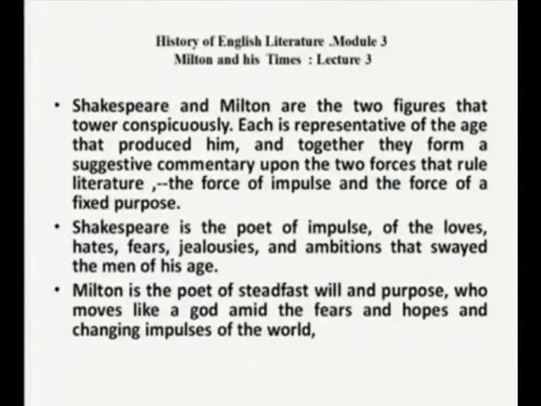So, now coming to module 3 and lecture 3 of module 3 of the history of English literature, let us see how these two personages determine two separate ages. Shakespeare in the preceding age, which we call the age of Shakespeare, and the next age from the beginning of the 17th century, we find that it has been called the age of Milton or Milton and his times. Why so? Shakespeare and Milton are the two figures that tower conspicuously.